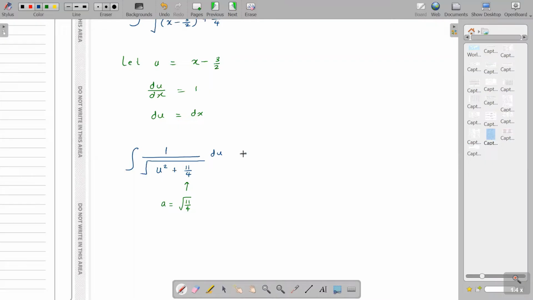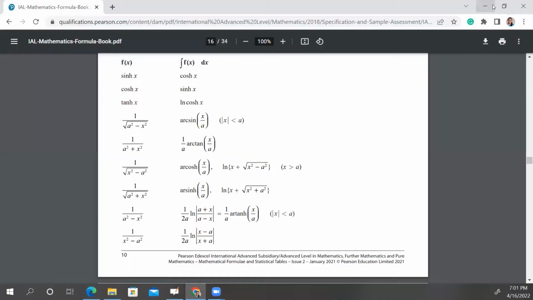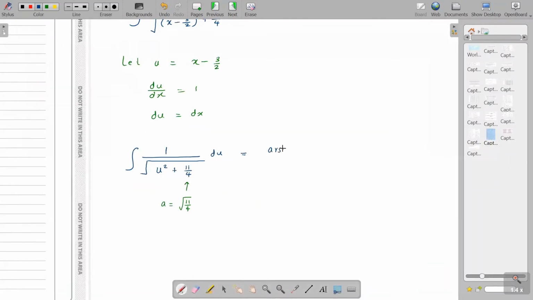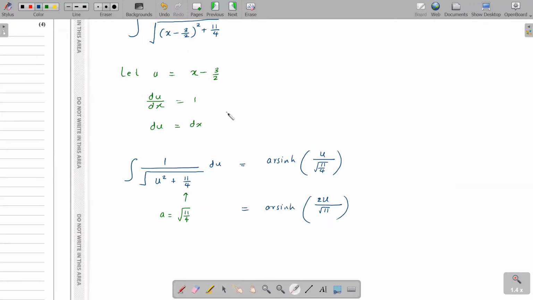What do we get? The first part is arcsine x over a directly. So arcsine x means the u, a means the root 11 over 4. Are you with me? So the answer becomes arcsine u divided by root 11 over root 4, which is 2, right? Over 2. So I can bring that 2 on top. The root 4 comes on top. And then at the end, you must again replace your u back with x.